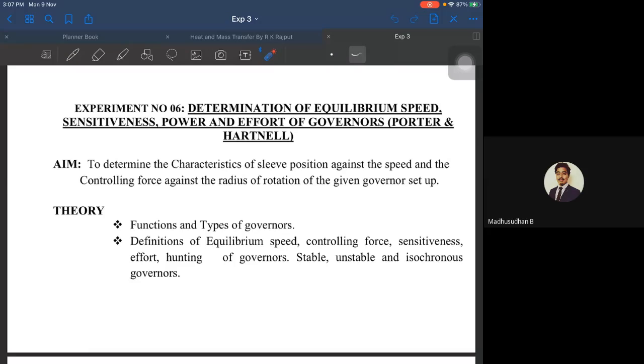Is the audio clear and the screen visible? Yes, sir.